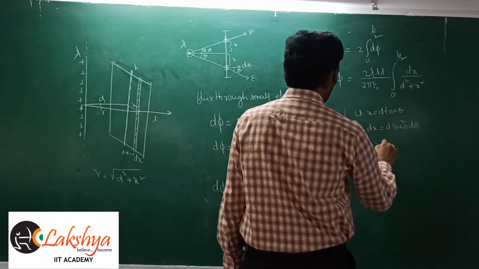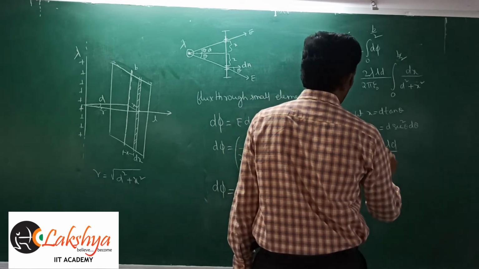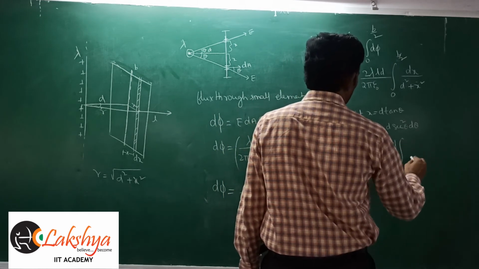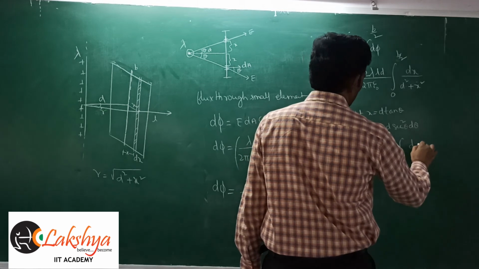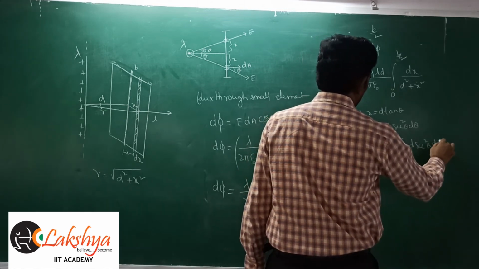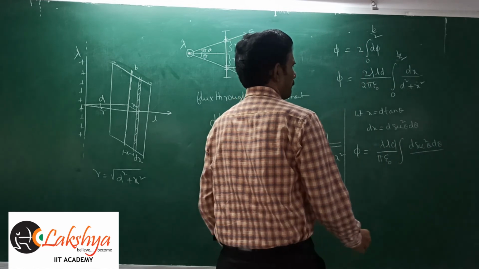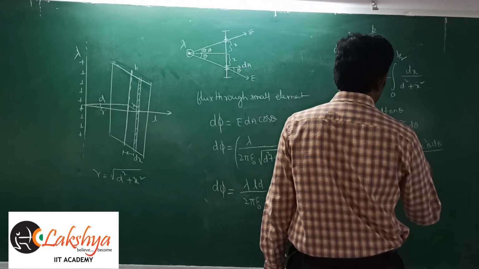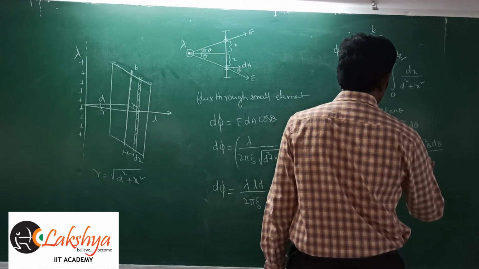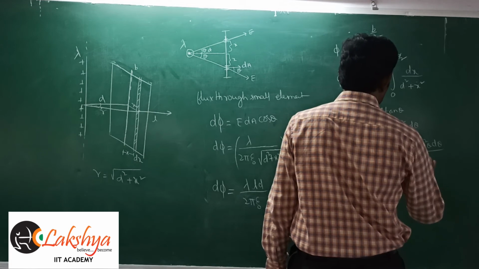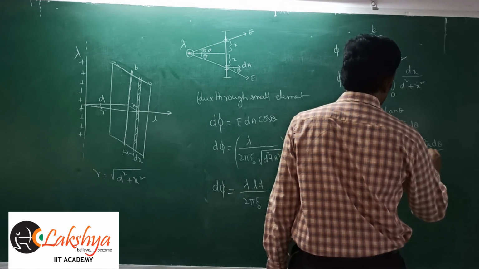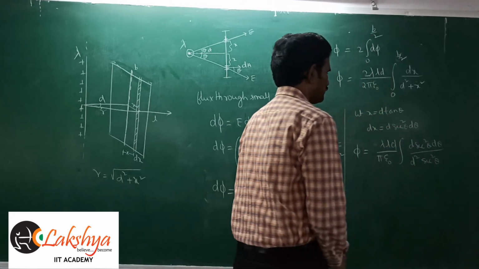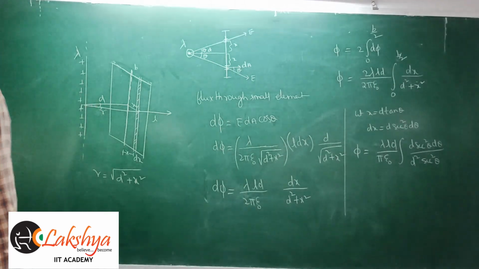Therefore, phi is equal to 2 lambda L d by, the 2 will be cancelled there. So lambda L by pi epsilon naught into the integral of dx, whose value is d secant square theta d theta, by the denominator. So 1 plus, that means d square I can take common here. So d square into 1 plus tan square you will get. 1 plus tan square is nothing but secant square theta. Then simplify the equation.